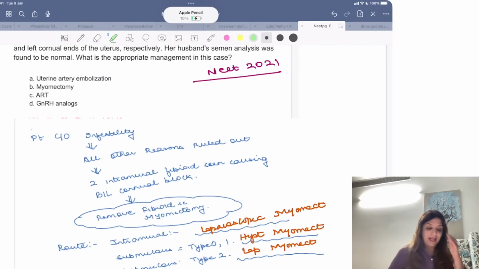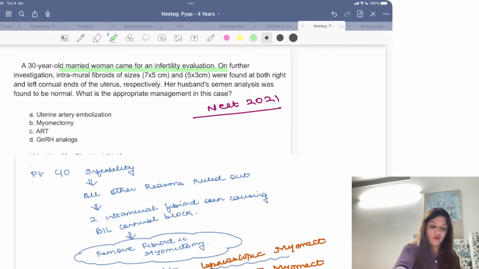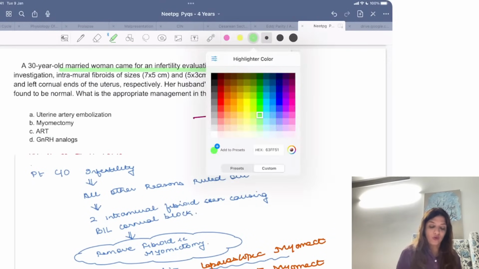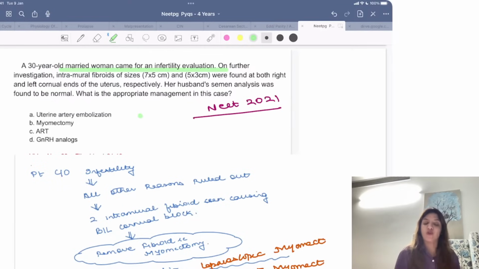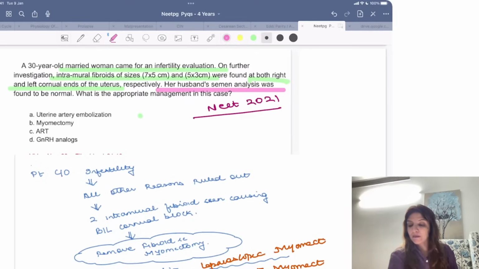Okay. Then coming to this question over here, a 30-year-old female coming to you for infertility evaluation. There are two intramural fibroids which are found at both right and left cornua of the uterus. Husband's semen analysis is normal. What is the appropriate management? Right? Now tell me, how are you going to manage?